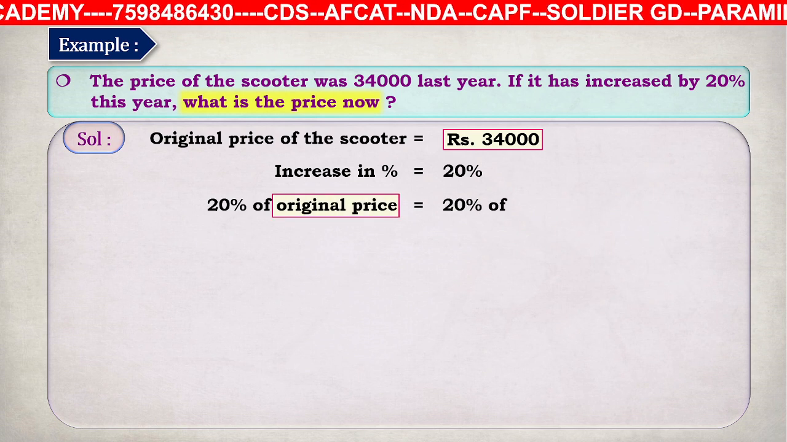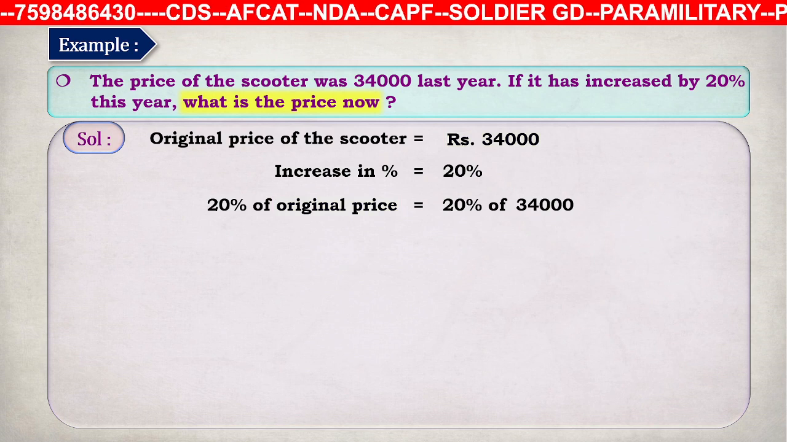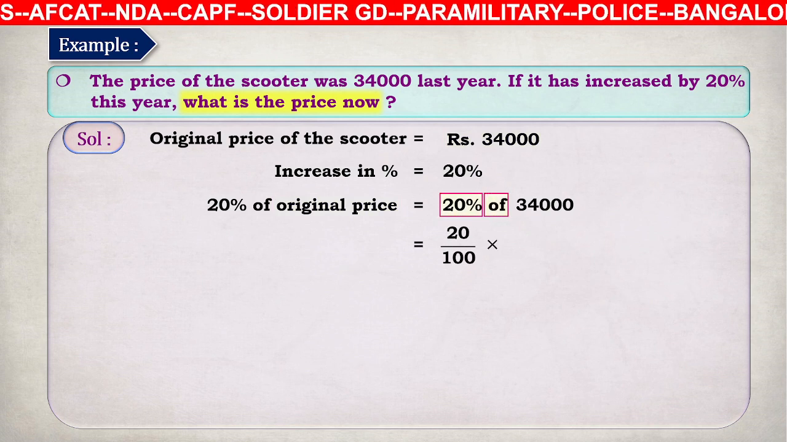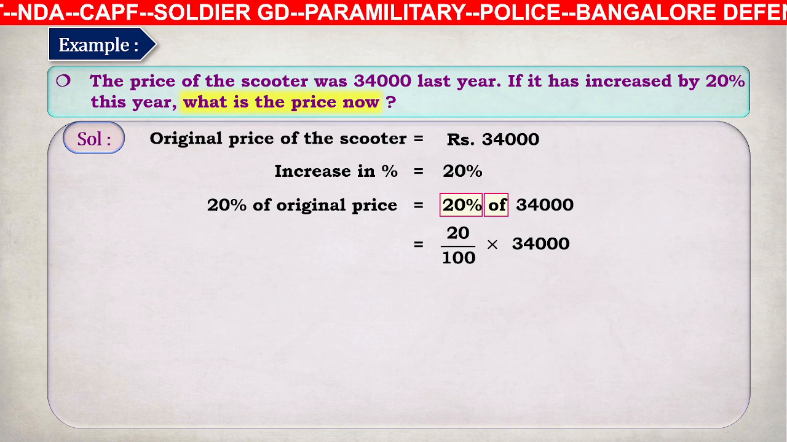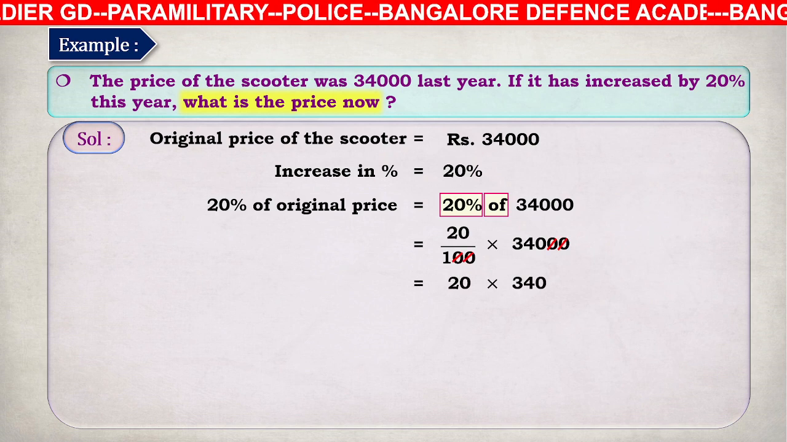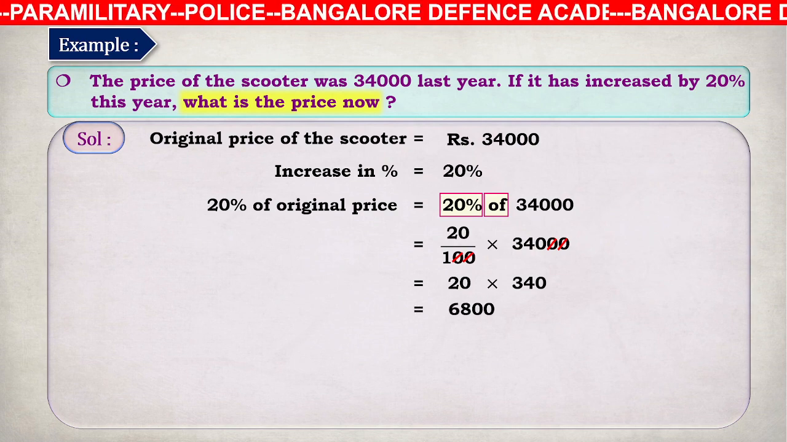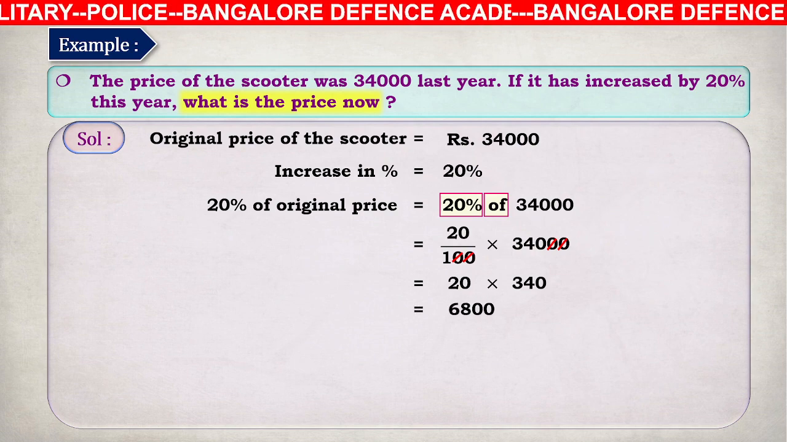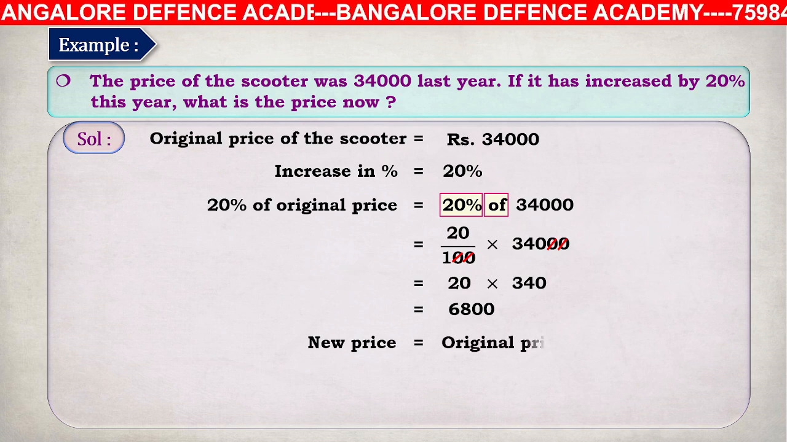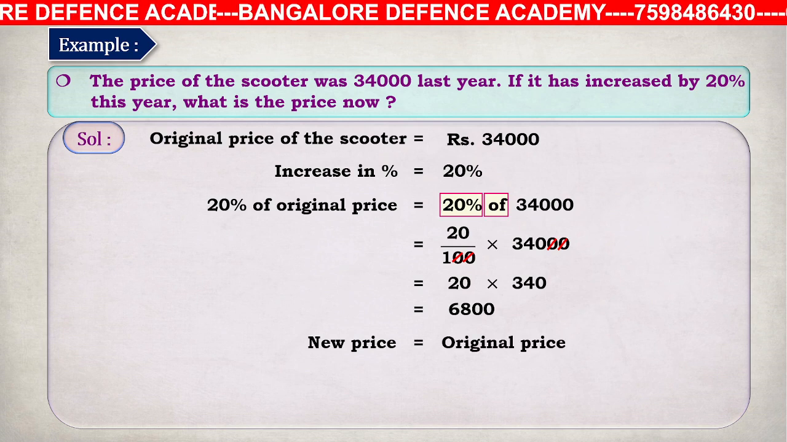20% off, the original price is 34,000. So now we can solve this equation. 20 by 100 of 34,000. When I solve this, if I cancel these zeros, I get 20 into 340, that is 6,800. Okay, so now the new price is 6,800 plus the original price.